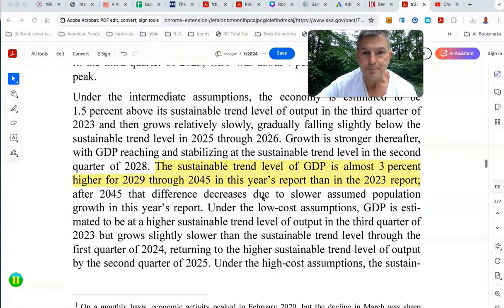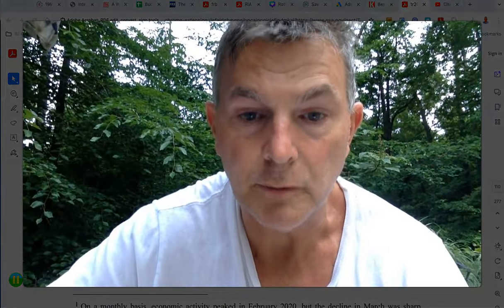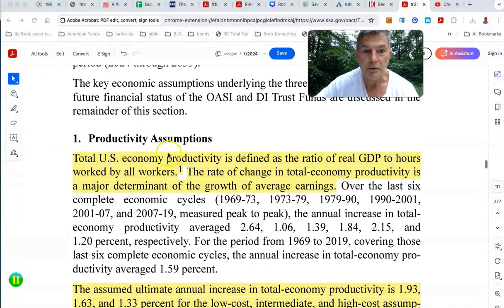The sustainable trend level of GDP is almost 3% higher for 2029 through 2045 in this year's report than in 2023. So they added, not 3%. That's not like GDP is now 3%, whereas before it was 0. It's just 3% higher than what it was. So the sustainable trend level of GDP is almost 3% higher for 2029 through 2045 this year than it was at the end of 2023. So we had better growth than they expected, which is good. We want higher growth to fund Social Security. Good stuff.